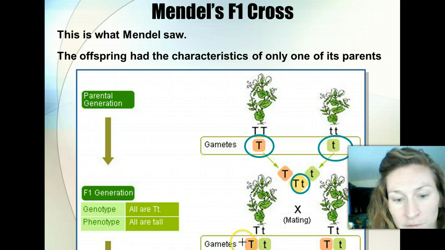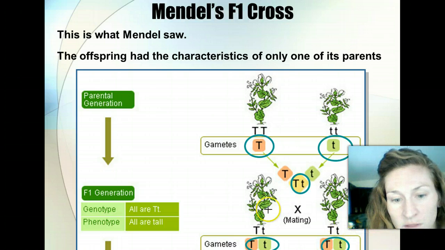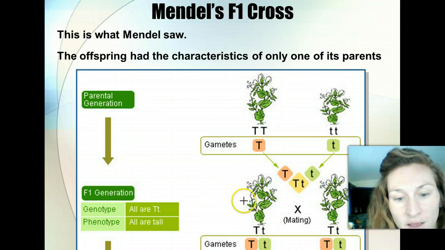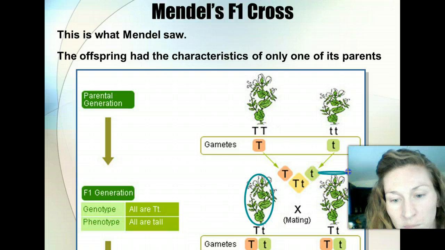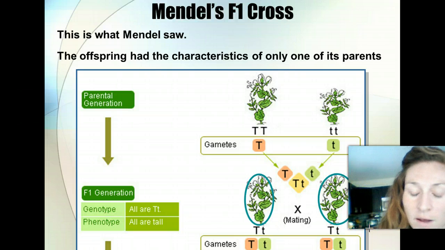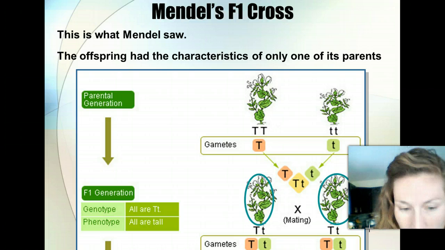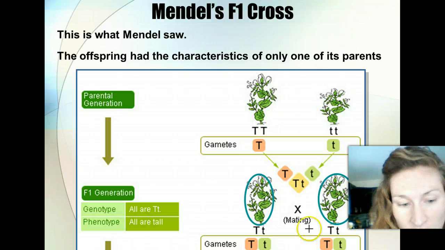So all of the offspring are hybrids. But what you notice is they still represent tall plants, even though they're carrying that little t allele for the short trait. They still are showing up tall because tall is dominant and it is masking that recessive trait.